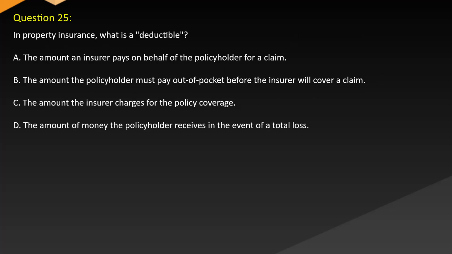Question 25. In property insurance, what is a deductible? A. The amount an insurer pays on behalf of the policyholder for a claim. B. The amount the policyholder must pay out of pocket before the insurer will cover a claim. C. The amount the insurer charges for the policy coverage. D. The amount of money the policyholder receives in the event of a total loss.